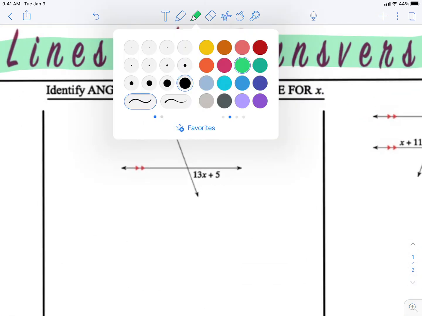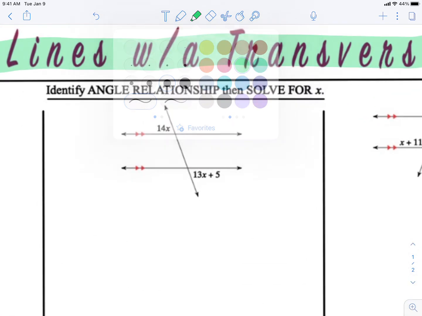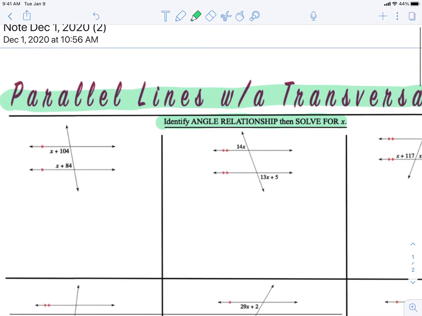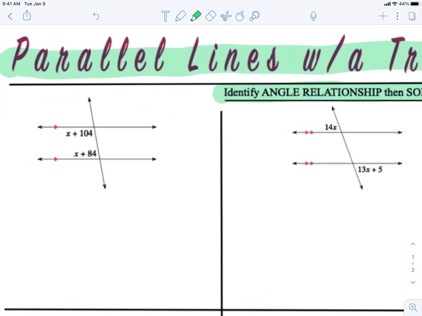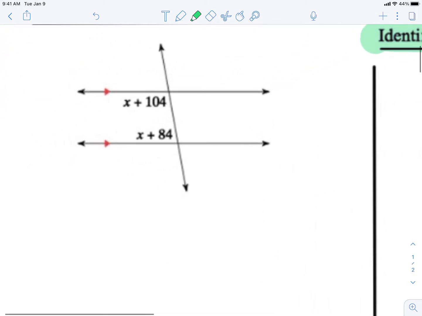Okay? Always read our instructions first. Our instructions say identify angle relationship, then solve for x. So we are going to identify the relationship of our angles. How do they get along? Right? Me and my sister, we're siblings. Right? You and your brother or sister are siblings. Identify the relationship. Right?